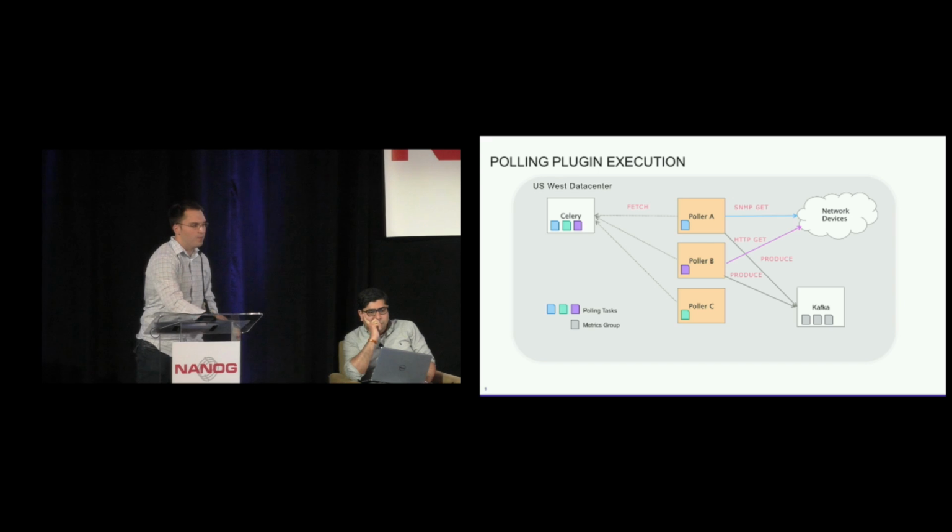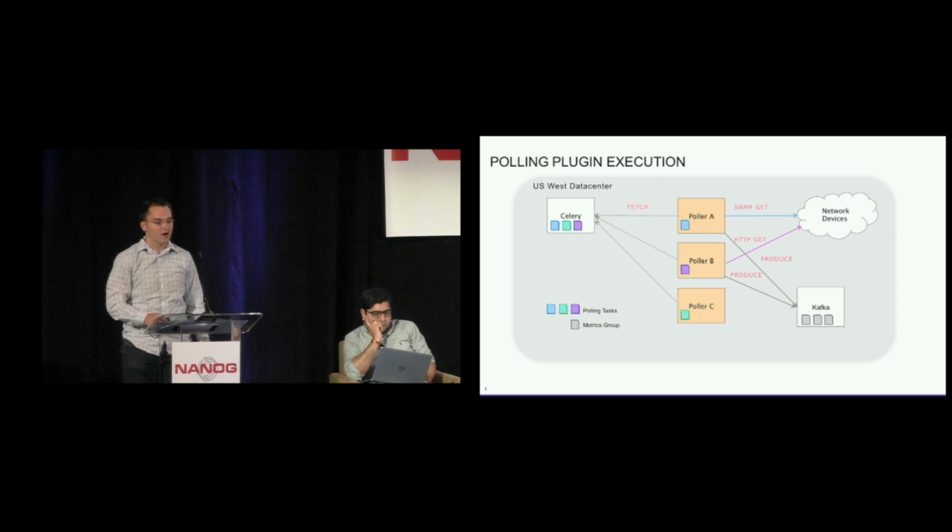Here we see a polling host fetching tasks from Celery, executing those tasks by issuing their commands, and then placing the result onto Kafka for the persistence layer consumer process groups to handle. Now that we've talked about how we poll, let's take a look at what we poll.